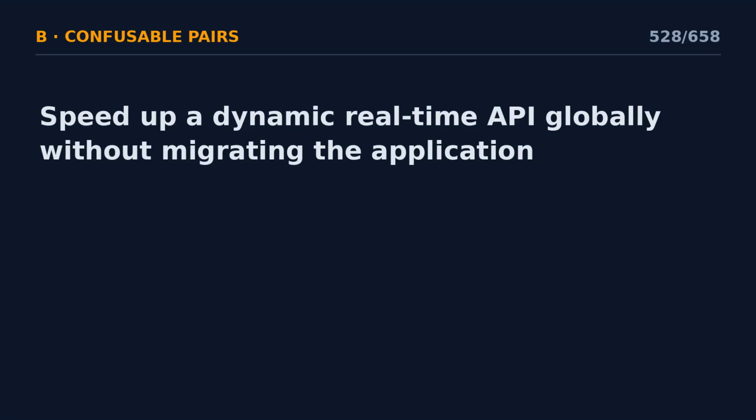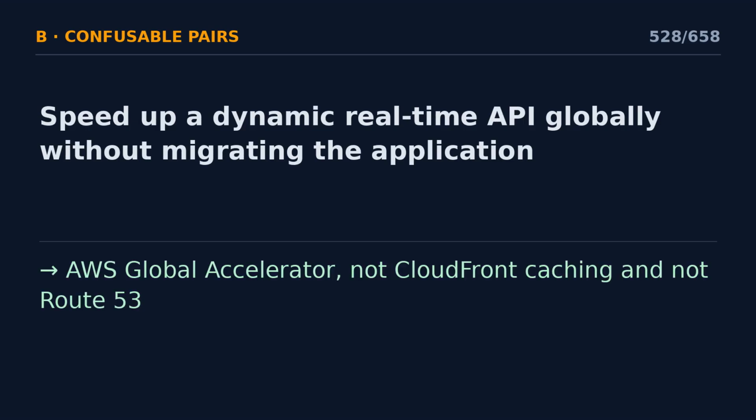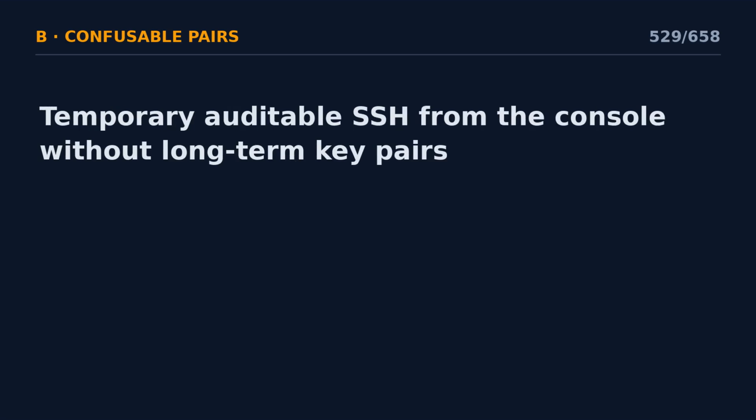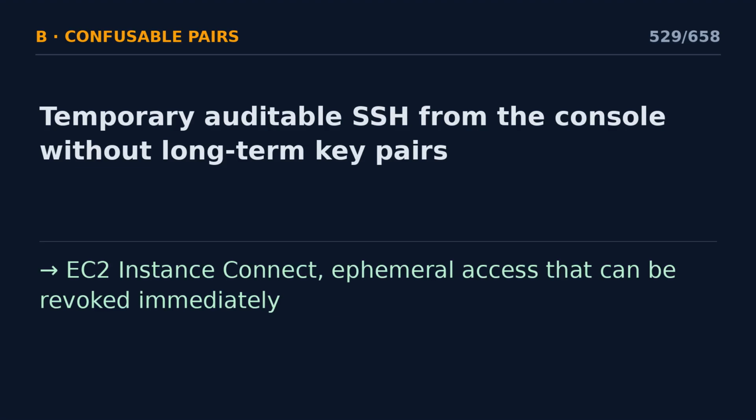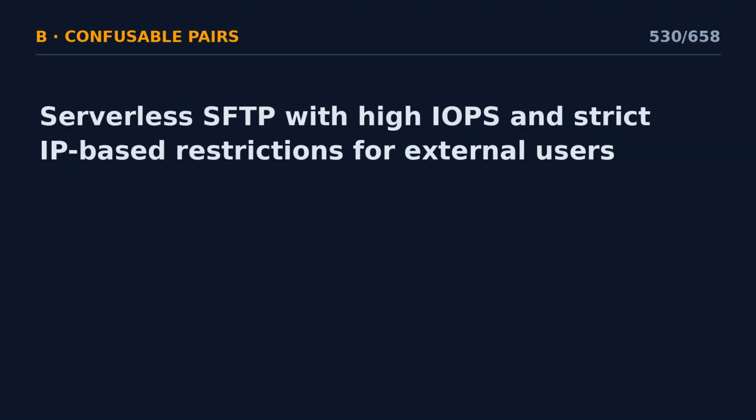Speed up a dynamic real-time API globally without migrating the application. Answer: AWS Global Accelerator, not CloudFront caching and not Route 53. Temporary auditable SSH from the console without long-term key pairs. Answer: EC2 Instance Connect, ephemeral access that can be revoked immediately. Serverless SFTP with high IOPS and strict IP-based restrictions for external users.